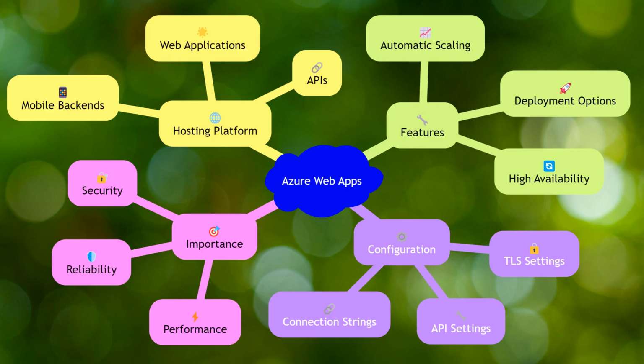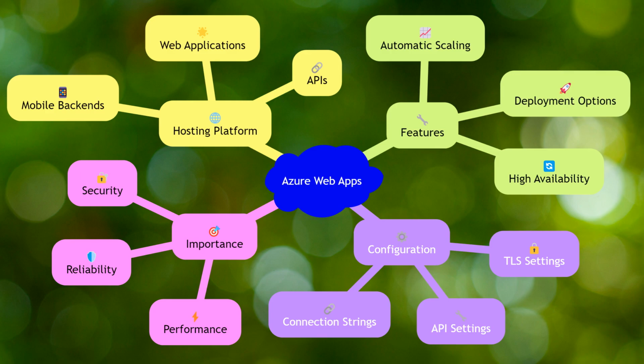Azure Web Apps provide a robust platform for hosting web applications, APIs, and mobile backends. They offer a range of features including automatic scaling, high availability, and a variety of deployment options. This presentation will delve into configuring web app settings, focusing on transport layer security, TLS, API settings, and connection strings.